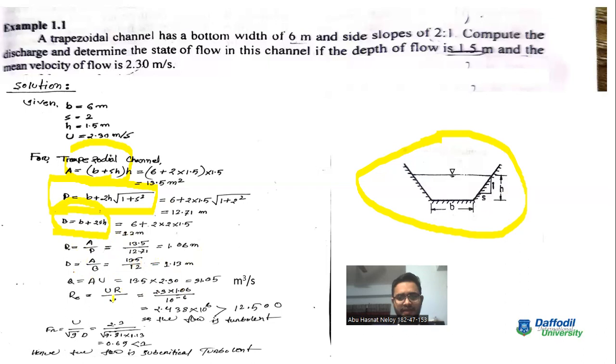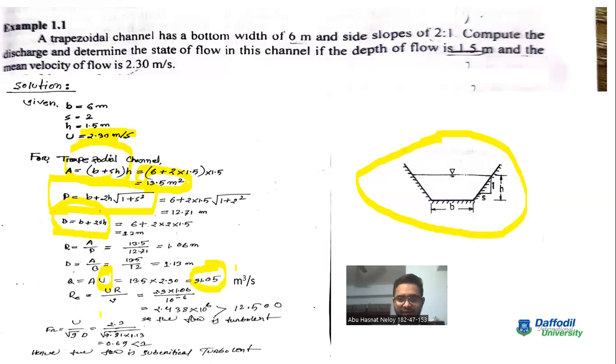Now, first of all, we need to calculate the discharge. The formula for calculating discharge is Q is equal to A into U. We know A is equal to 13.5 square meters that we calculated before, and the given mean velocity U is equal to 2.30 meters per second. So we substitute the values and we get discharge Q is equal to 31.05 cubic meters per second.